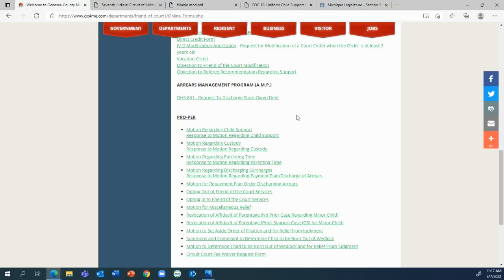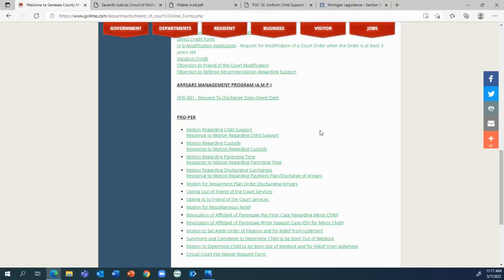So when are you going to use this form? You're going to use the motion regarding child support whenever you are requesting the court, a judge or a referee, to take a look at your support order, and you think that the court should change what the support order is, meaning you think that it should either go up or down from what it's currently looking at.